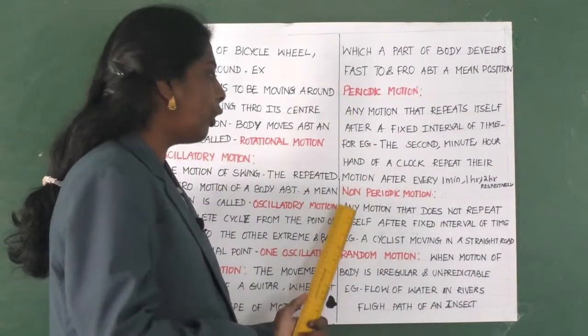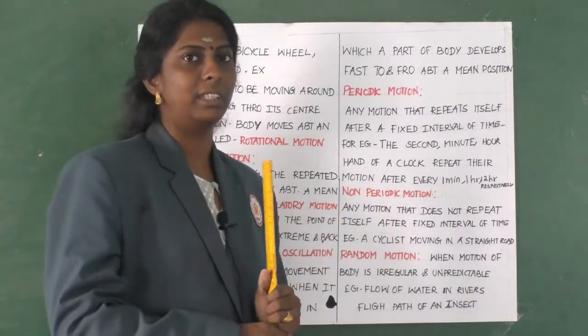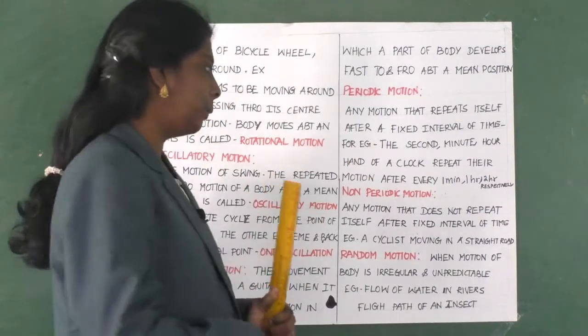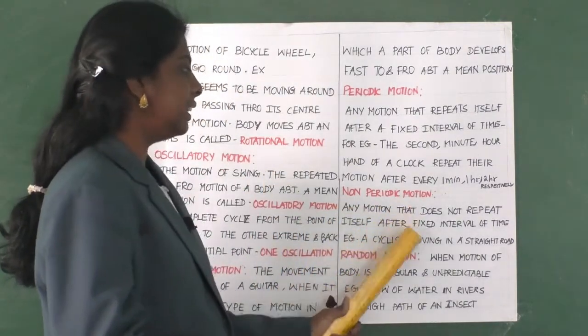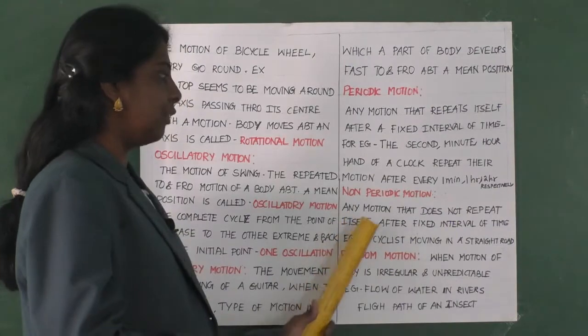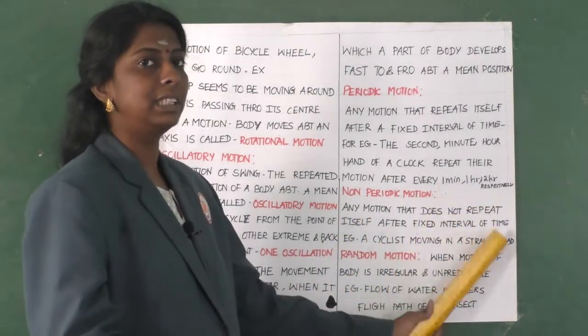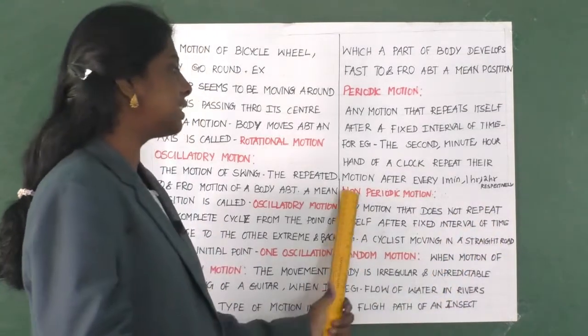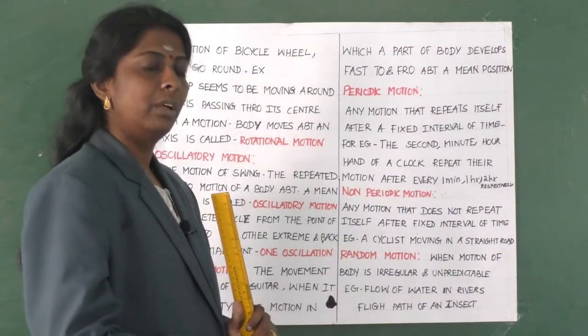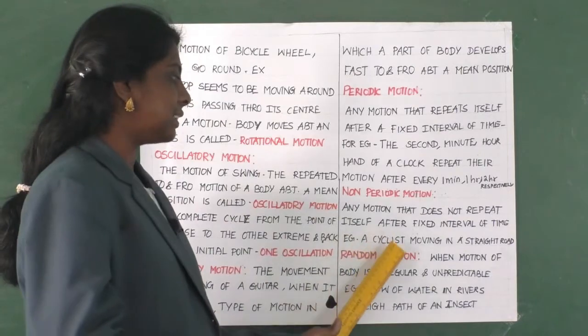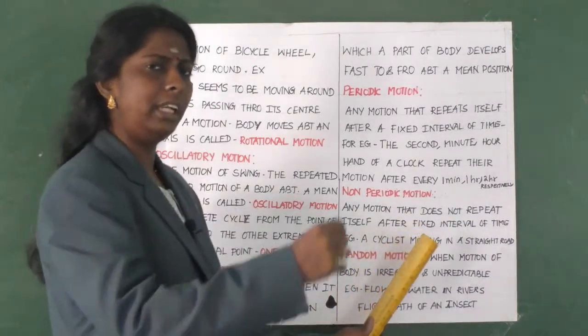Next thing is about non-periodic motion. What is that? Non-periodic motion. Any motion that does not repeat itself after a fixed interval of time is said to be non-periodic motion. For example, a cyclist who is moving on a straight road.